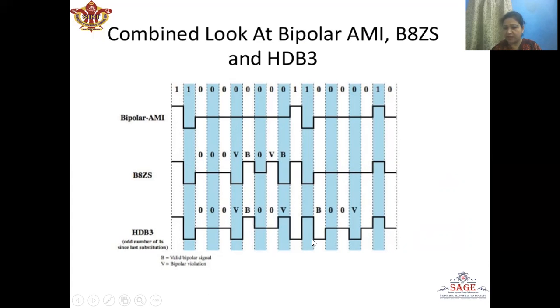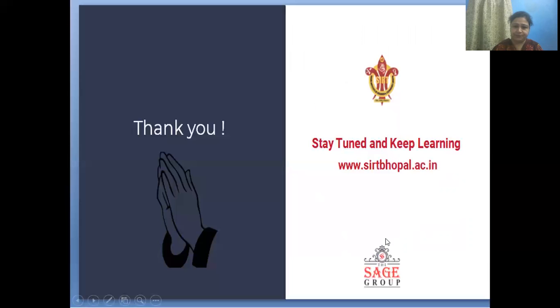Then we have 2 ones. So since the number of ones is even after the last substitution, the pattern used will again be B00V for the next 4 zeros. Now this is all for today's lecture.